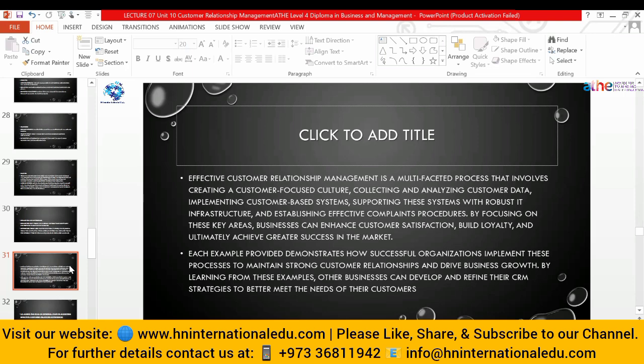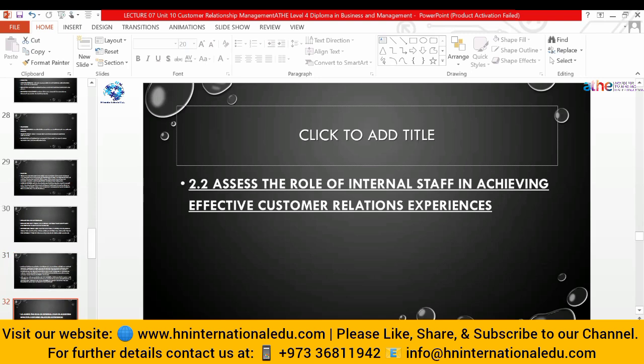Each example provided demonstrates how successful organizations implement these processes to maintain strong customer relationships and drive business growth. This is the main reason I give examples of real organizations, because all the points which we are studying are not played or fake. They're all true. They are actually being used by organizations and they are successful at the same time. By learning from these examples, other businesses can develop and define their CRM strategies to better meet the needs of their consumers or customers. That's it. We're done with assessment criteria 2.1.